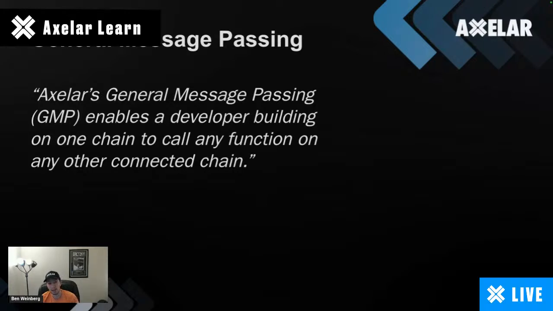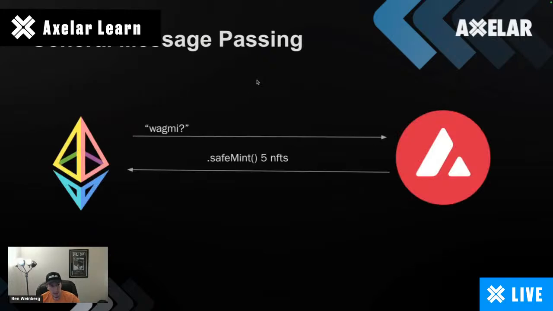With Axelar GMP, you can interact with contracts on other chains as smoothly as if you were interacting with a contract on your own chain. And that's really, really powerful. So to visualize GMP in action, imagine we have two contracts, one on Ethereum and one on Avalanche. We could send something as simple as, hey, are we going to make it? Like a little hello world message. You can also send something a bit more interesting, like a safeMint function to mint a bunch of NFTs. So you can really see here the different degrees of what you can send. You can send basic data or actual function calls.